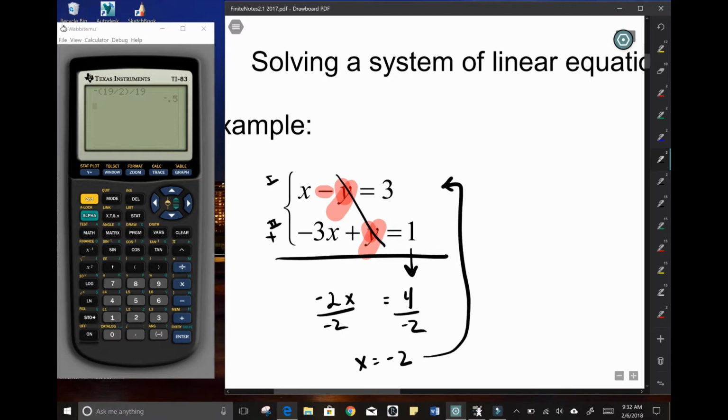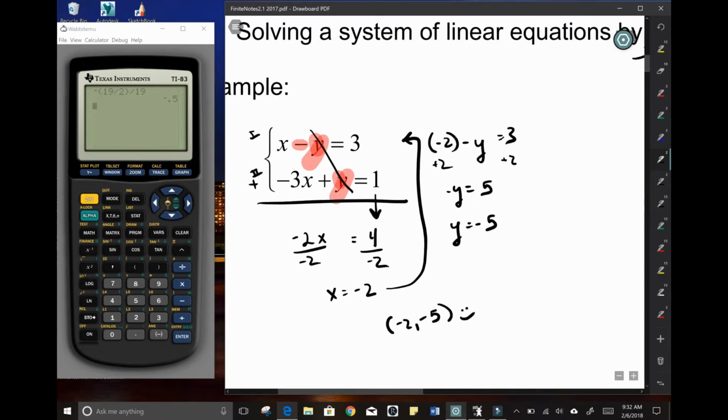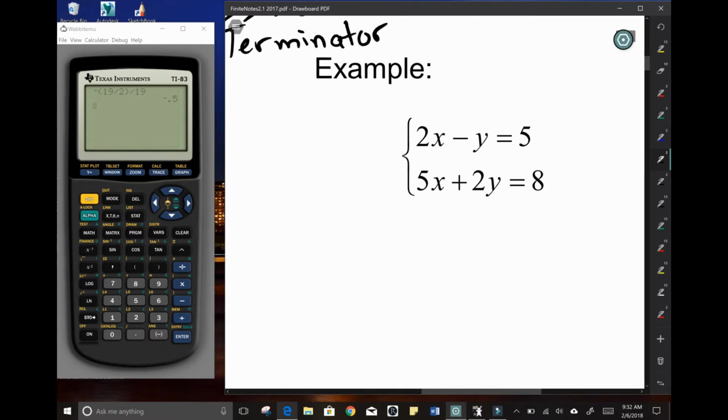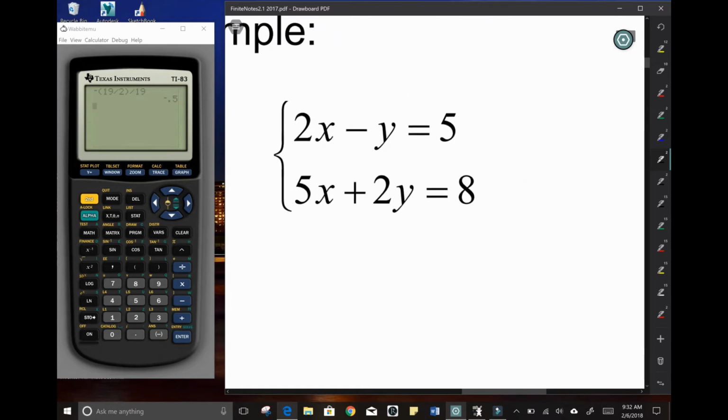I'll use 1. So negative 2 minus y equals 3. Add 2. Negative y equals 5. That means y equals negative 5. Terminated. Your answer is negative 2, negative 5. Okay. So, the Terminator method, no matter who you are, you might be Joe the Terminator, you might be Brian the Terminator, you might be Natalia the Terminator. We're all Terminators. Sometimes you need to do a little more work.